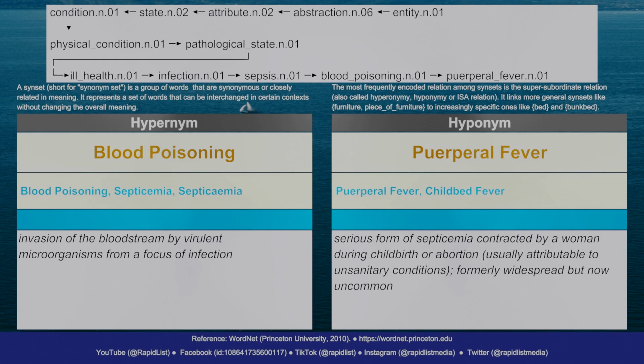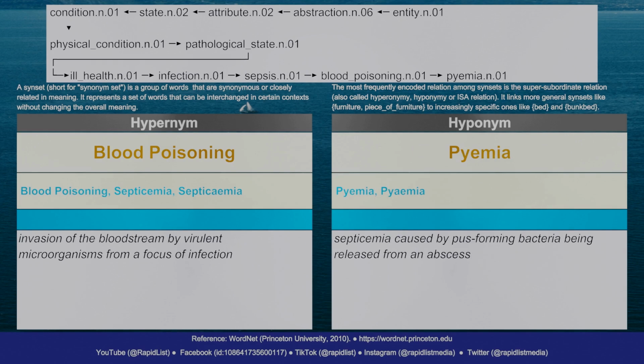Puerperal fever. A serious form of septicemia contracted by a woman during childbirth or abortion, usually attributable to unsanitary conditions, formerly widespread, but now uncommon. Pyemia. Septicemia caused by pus-forming bacteria being released from an abscess.